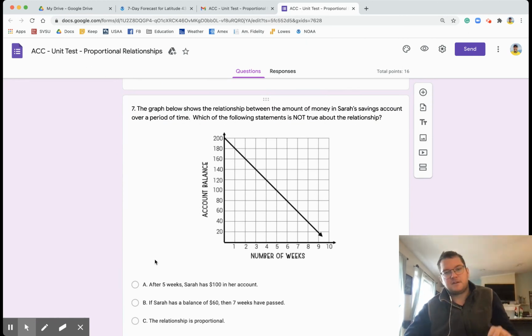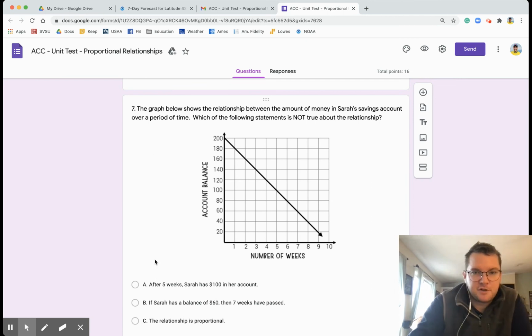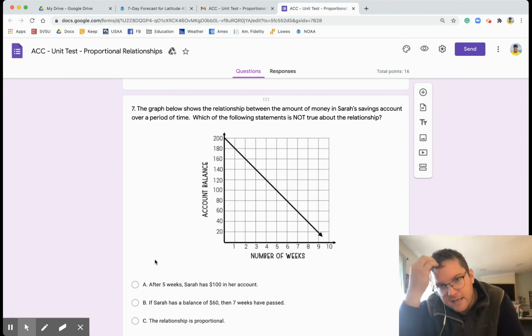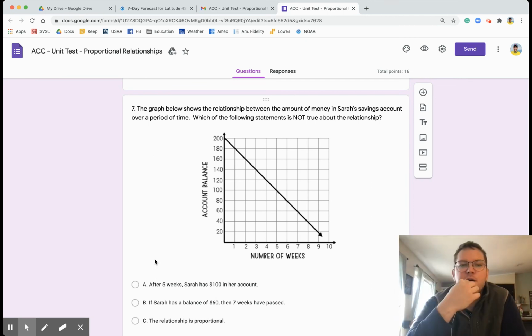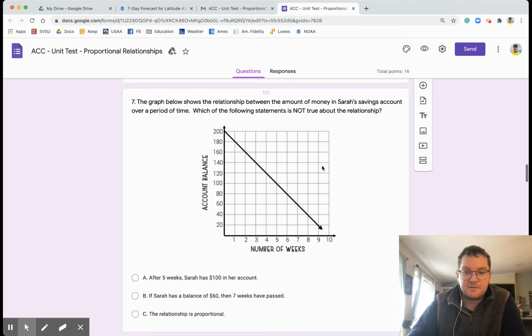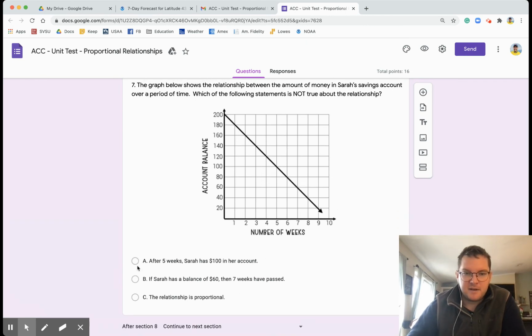All right, question 7. Fun little graph. The graph below shows the relationship between the amount of money in Sarah's savings account over a period of time. Which of the following statements is not true about the relationship? See how she's got not true? So, let's read our responses. After 5 weeks, Sarah has $100 in her account. Let's see if that's true. Here's 5 weeks. It meets right there. Well, that is true, so it can't be that.